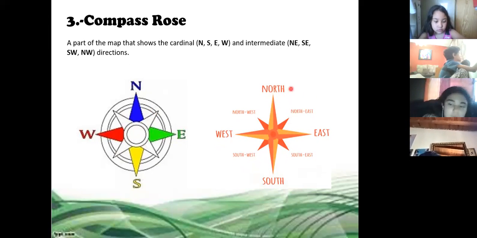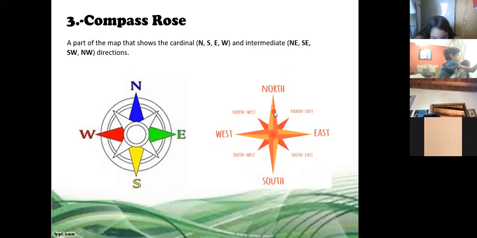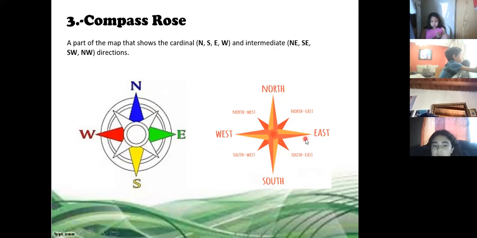In this compass rose, we can have the intermediate directions. Look at this. We have the north and the east. In the middle of the north and the east, we have this point that is the northeast. That's right, northeast. Then we have the east and the south. In the middle of the east and the south, we have the southeast. It's made of south and east.